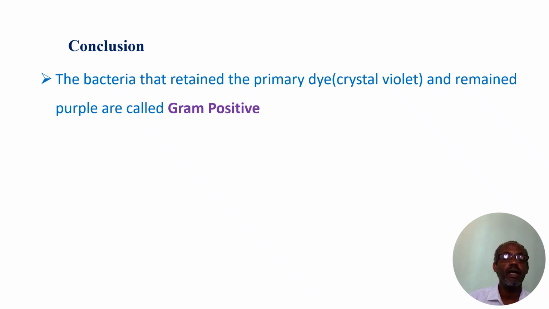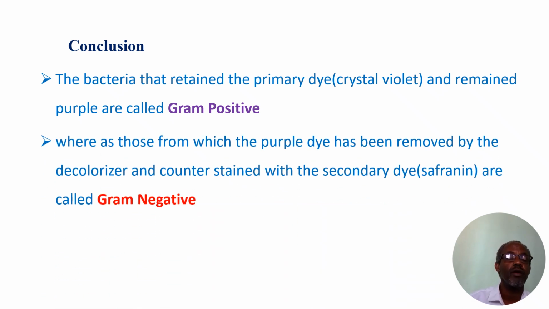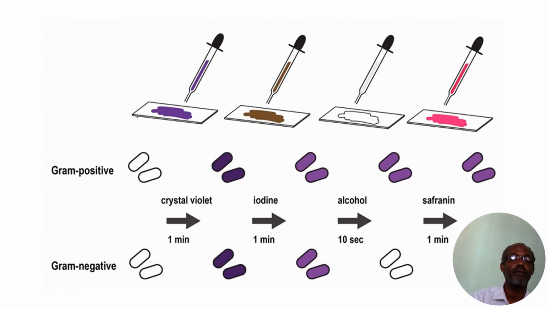Now, conclusion. The bacteria that retained the primary crystal dye or crystal violet and remained purple are called gram-positive, whereas those from which the purple dye has been removed by the decolorizer and counter-stained with the secondary dye, safranin, are called gram-negative. You can see the diagrammatic picture depicting gram-positive.